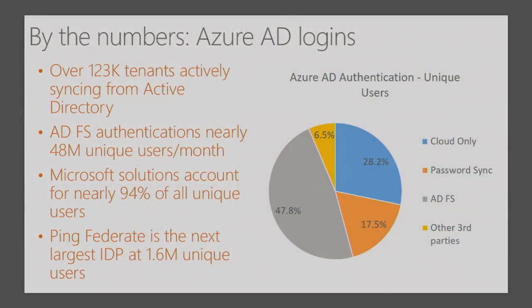If we look at ADFS, this is a Microsoft slide about how you get from ADFS to Azure. And you'll see, in terms of driving up into Azure, 50% of the authentications into Azure AD are coming from ADFS, 48 million. Ping Federate is the nearest at 1.6 million, so it's way ahead.